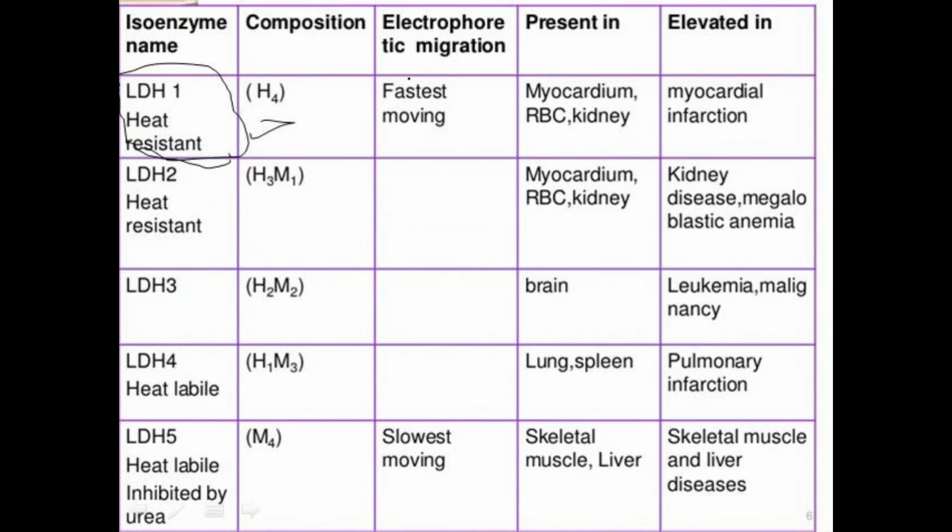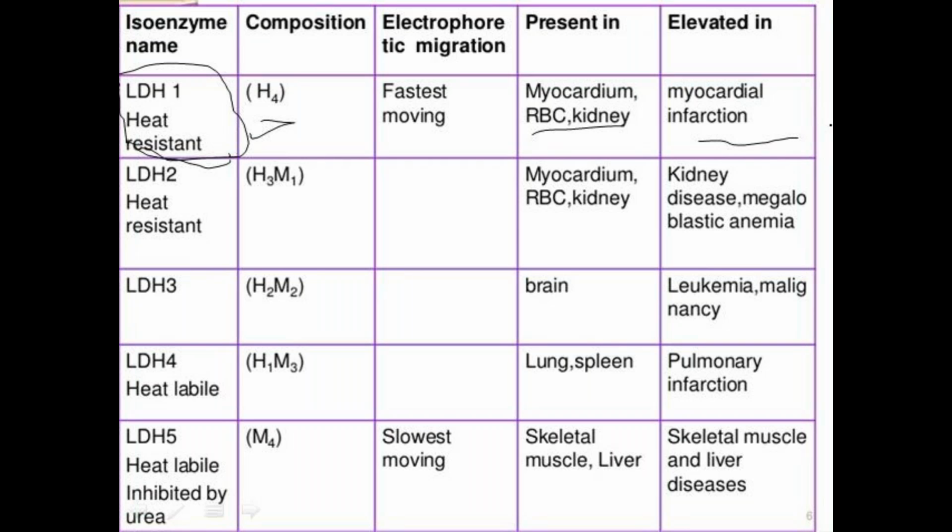Depending upon electrophoretic migration, this is the fastest moving in electrophoresis, and it is present in myocardium, RBC and kidney, and it is elevated in myocardial infarction. And here this is acting as a marker for the diagnosis of diseases. These isoenzymes are used as markers.